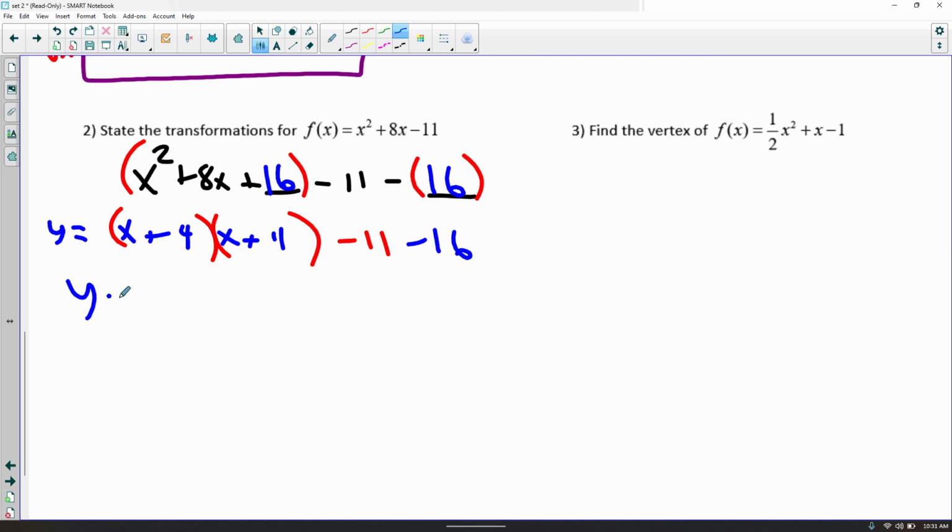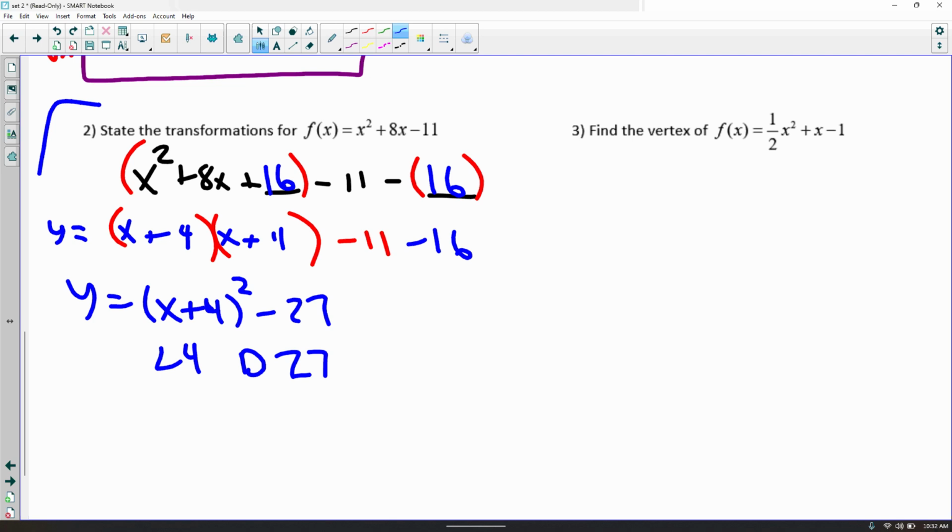I liked all the y equals you guys had. Looked really, really good. You had x squared, and then you ended up with minus 27. And then you said left 4 and down 27. That was the word for number 2. I'm going to go ahead and put y equals, because it needs y equals all the way down. Okay?